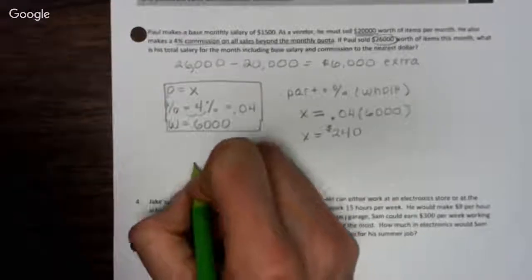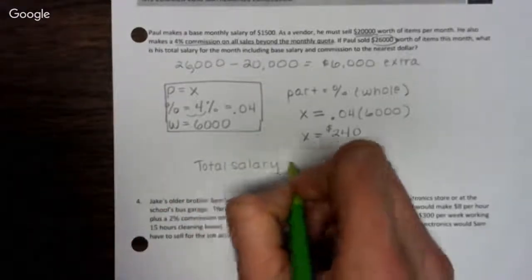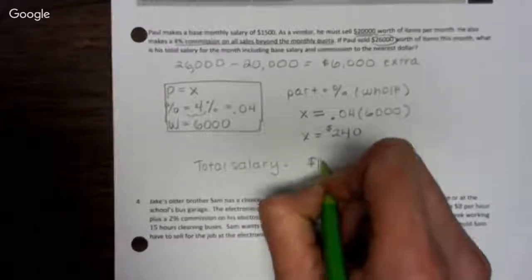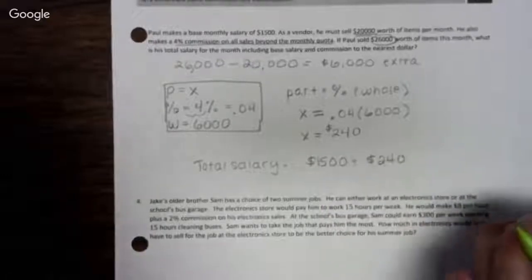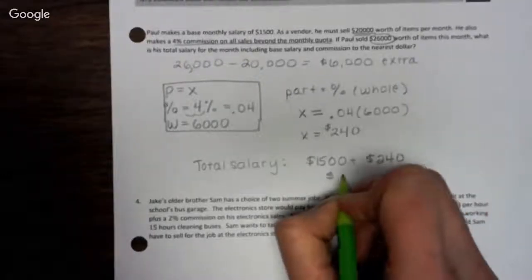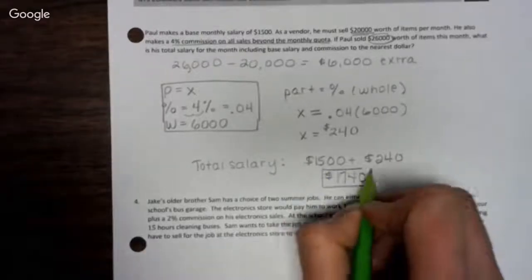So how much is his total salary? Remember, just like the last problem, we have to take his base pay of $1,500 and we have to add the commission. So $1,500 plus $240 is $1,740.